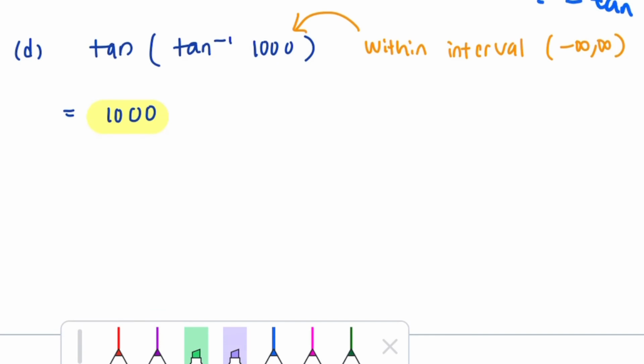And finally, let's see this question here. Tangent composed with inverse tangent 1000. So now we need to take care of the domain of inverse tangent, which is it must be within negative infinity until infinity. So since 1000 is within this domain here, therefore straight away we can accept the answer here. This is just 1000. So that's the end of the lecture on inverse tangent.